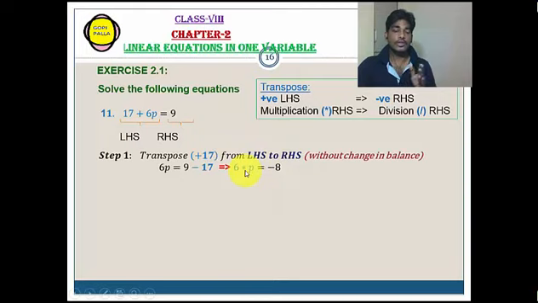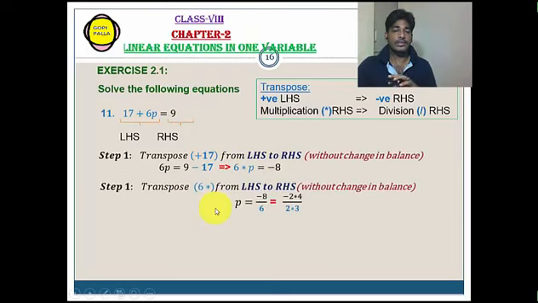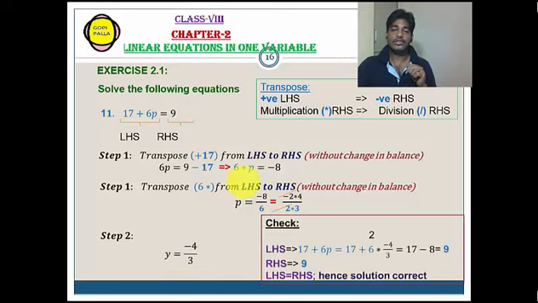So here 6 into multiplication, if you move from left hand side to right hand side, will become division. So p is equals to minus 8 by 6, that is equals to minus 2 into 4 by 2 into 3. The 2 gets cancelled, the p value here is minus 4 by 3. So the checking is we have to substitute the value of p, minus 4 by 3, in the left hand side equation, 17 plus 6p, and compare with the right hand side, and both are same, hence the solution is correct.